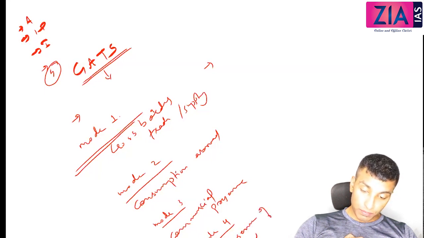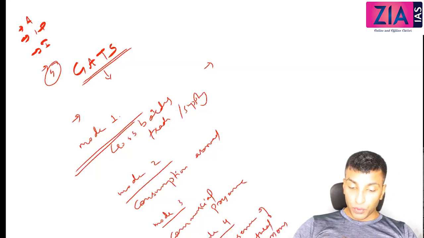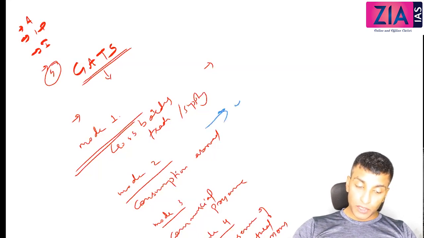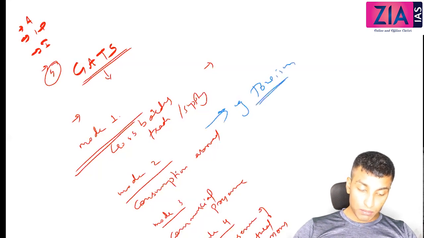Presence of natural persons. Okay, so these are the 4 different modes. You can see here, consumption abroad means what? For example, tourism, right? People are going abroad to consume some goods, right?